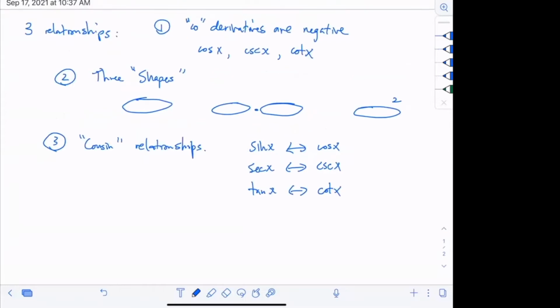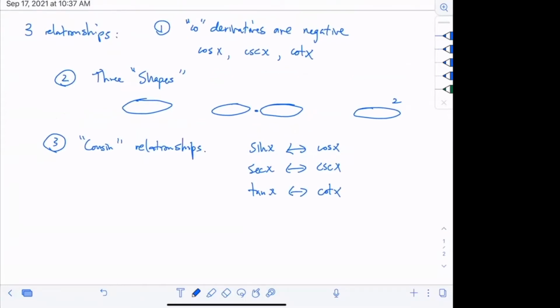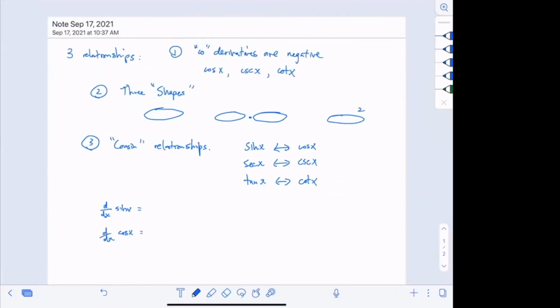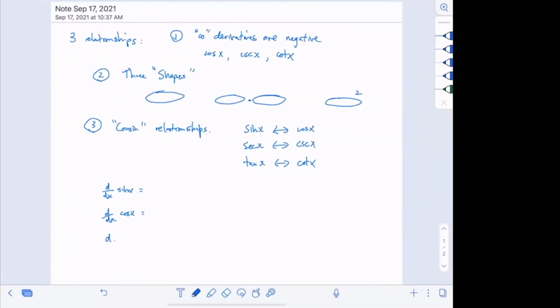Now that I've told you that I'm working with these 3 types of relationships, let's write down our trig functions and find the derivative of each one of those. So we have the derivative of sine of x, the derivative of cosine of x, and then the derivative of tangent of x.